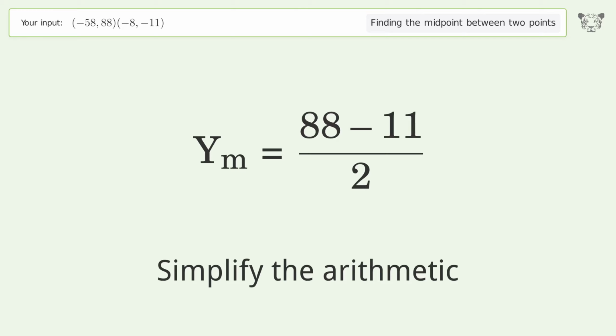Use the x values in the midpoint formula to find the midpoint's x. x1 equals -58. x2 equals -8. Simplify the arithmetic.